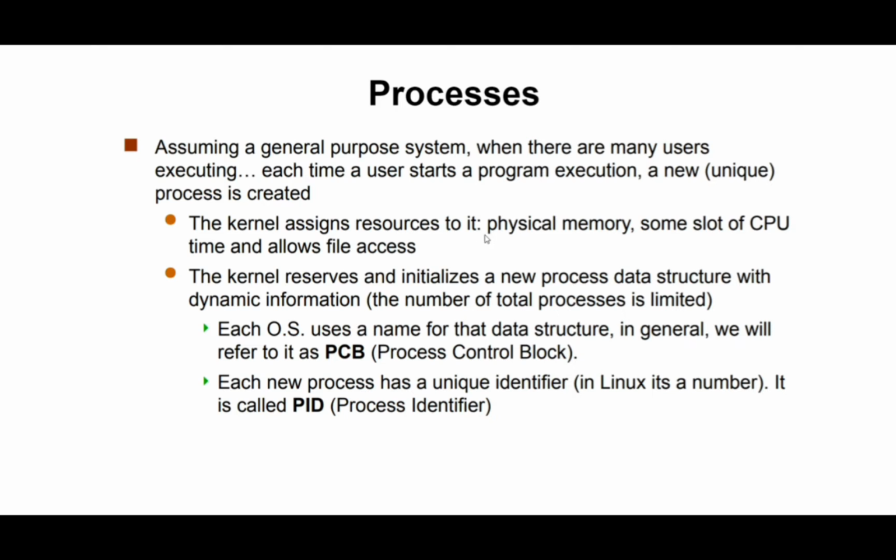Some of these are the physical memory, some slot of the CPU time, and also file access. Then the kernel reserves and initializes a new process data structure with dynamic information. And now we are going to see two key concepts in operating systems. The first one is the process control block. This process control block is the process data structure. It is a data structure used by computer operating systems to store all the information about the process.